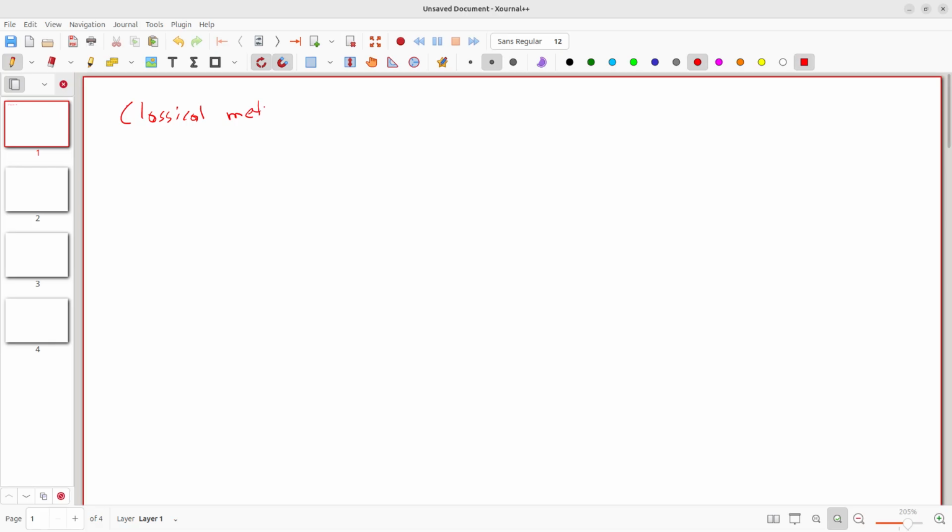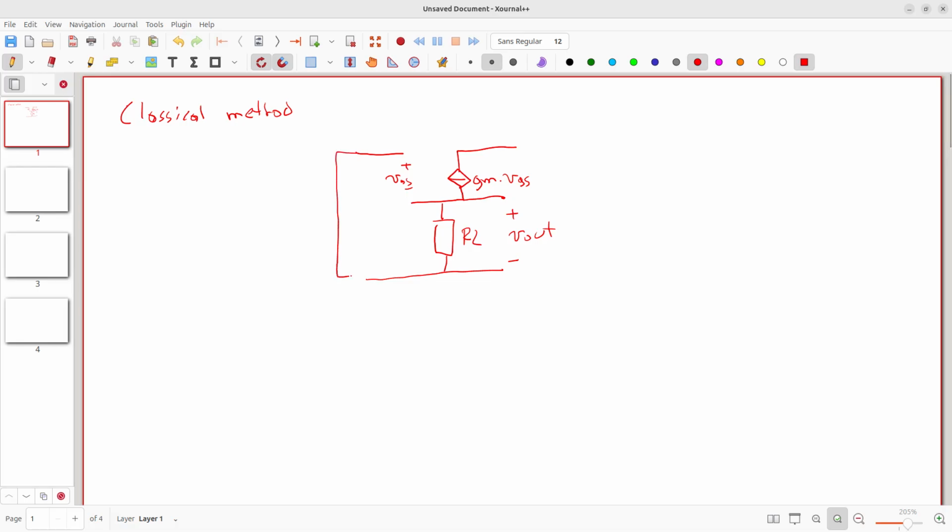Classical method. In the classical method we have the following way of doing the same. So we have GM VGS plus minus VGS, and here we will put the load, and let's omit for a second the RDS for simplicity. Let's assume that it is very large. Have it out, and then we have here V in.